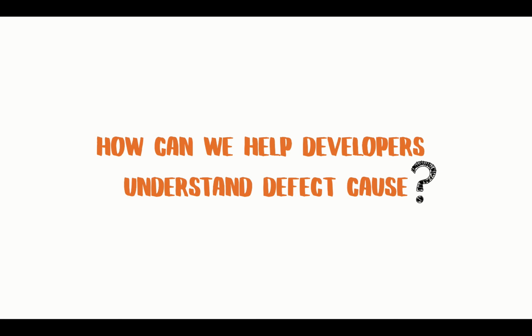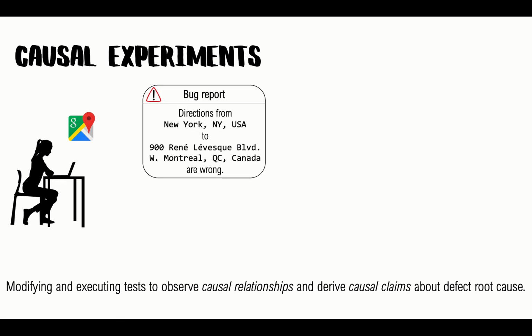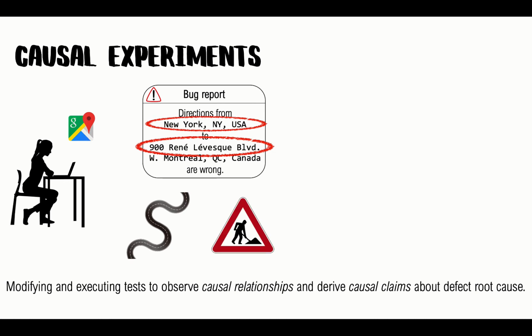To this, we began by exploring existing work on causality and landed on this notion of causal experimentation. Causal experimentation is the process of modifying and executing tests to observe causal relationships and derive causal claims about defect root cause. For example, let's say you're a developer working on some mapping software and you get a bug. From this bug, you'll try and reason about what might be going wrong, starting with maybe the addresses and noticing differences there, or thinking about the path and anything along that path that could be causing problems. Now, as implied, this process, if done, is manual and of course time-consuming.